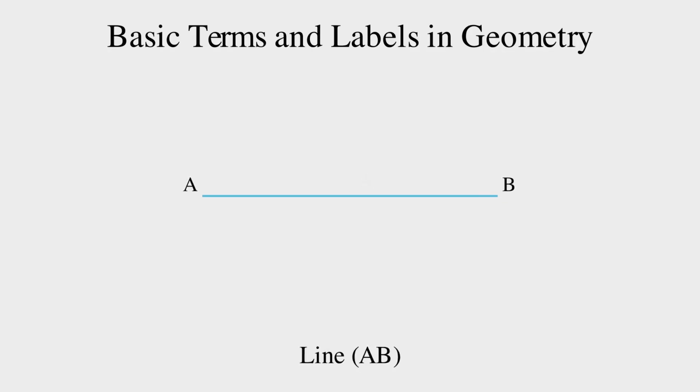Line. A line is a straight path that extends infinitely in both directions. We label it with a lowercase letter, like L, or using 2 points, such as line AB.